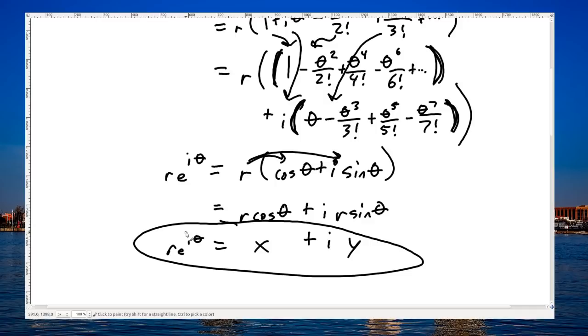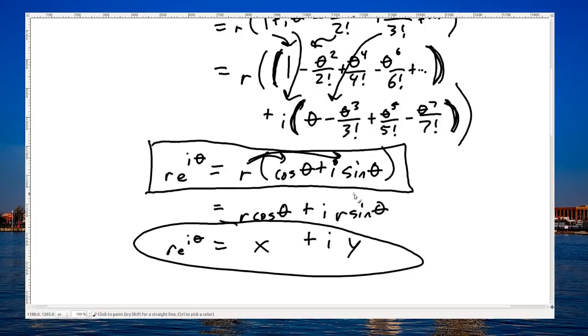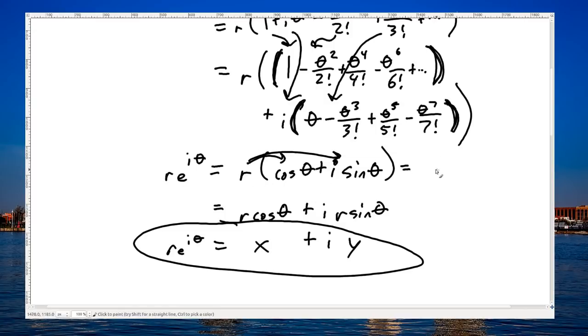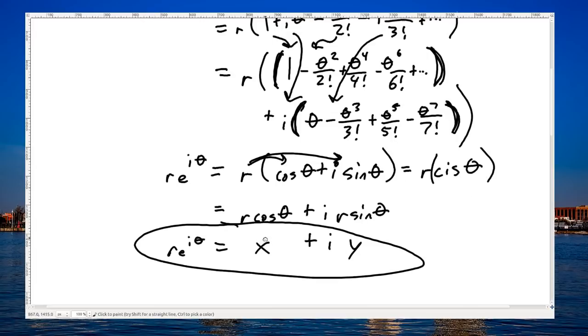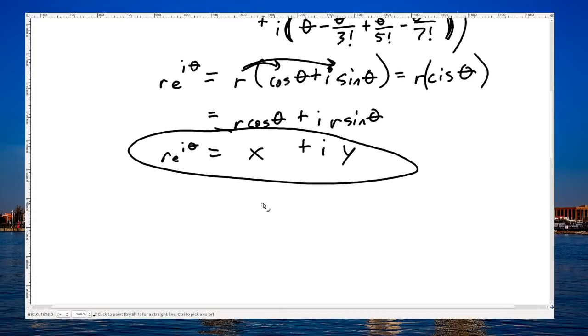All right, but in practice, the real important part is this piece right here. If I'm going to actually crunch the numbers, this is what I use to compute things. In fact, it's so useful that I often use a shorthand. Instead of writing out cosine plus i sine, I'll just write cis theta, which is a short way of writing cosine plus i sine of theta. And let's put this to use, all right?